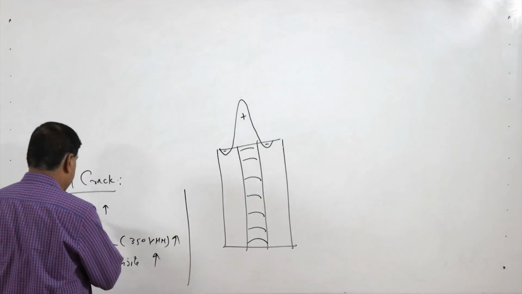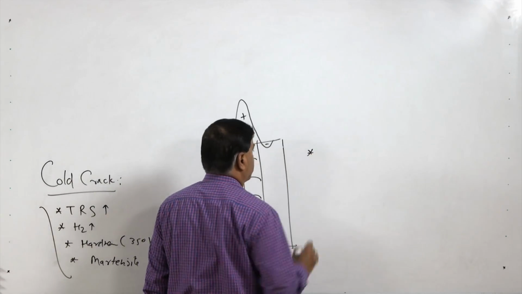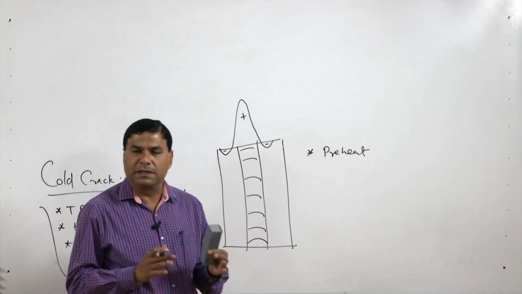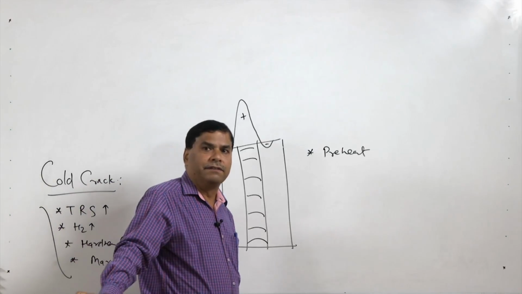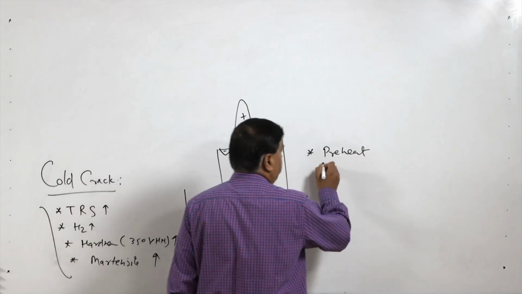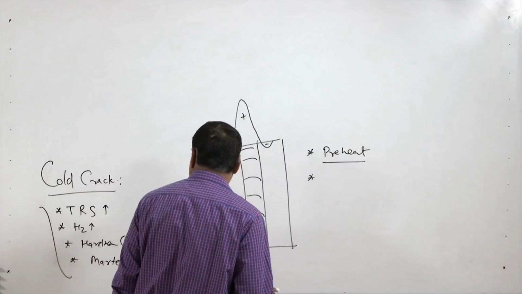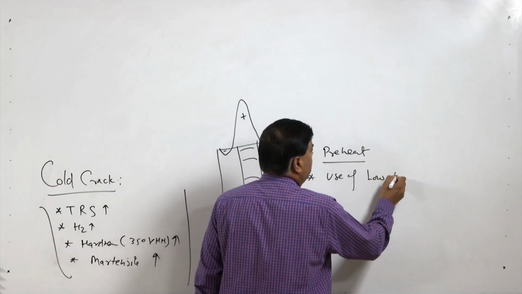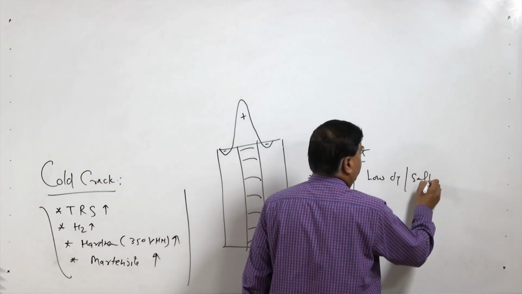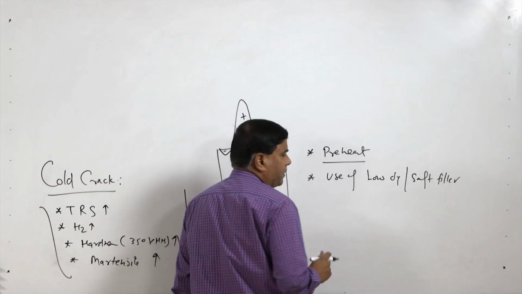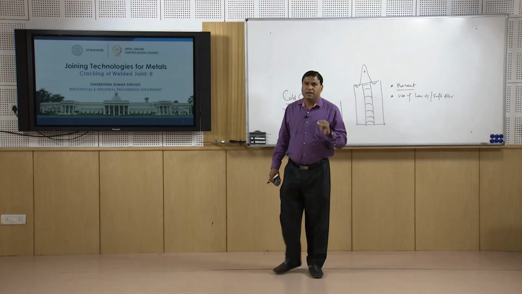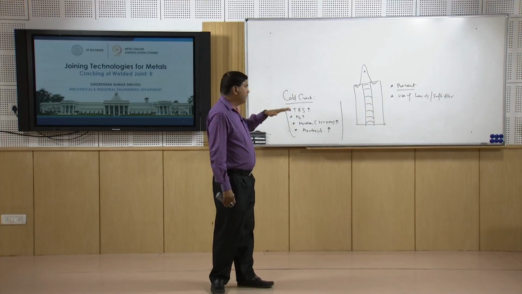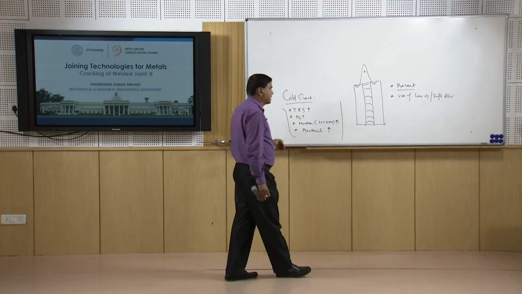In order to reduce the tensile residual stresses, we have limited approaches, like we can do the preheating, so that differential thermal expansion and contraction in the weld, the heat affected zone and the base metal can be reduced. Another is use of the low yield strength or soft filler metal, because the magnitude of the maximum residual stresses can be equal to the yield strength of the metal. So, if the yield strength of filler metal is lower, it will help to reduce the maximum magnitude of the residual stresses being developed.